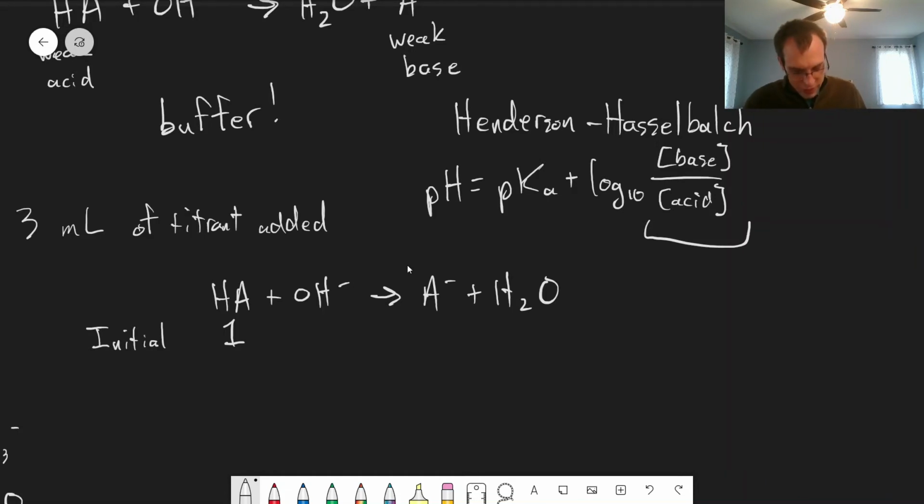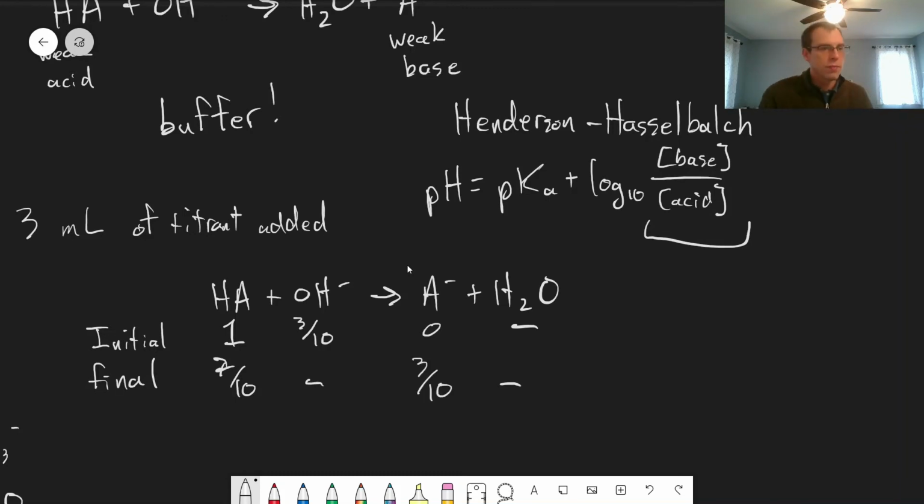For adding the hydroxide, we have gone 3/10 of the way to the equivalence point. So we'll have 0, and H2O doesn't matter. And so what's going to happen after the reaction is that we're going to lose 3/10 of our HA, all of our hydroxide will react, and then we'll have 3/10 of our A minus. So we can then use the ratio between these values here to get the pH.